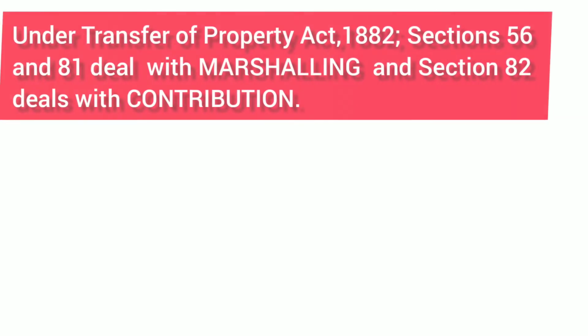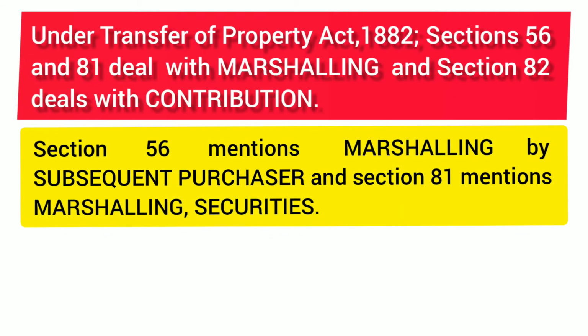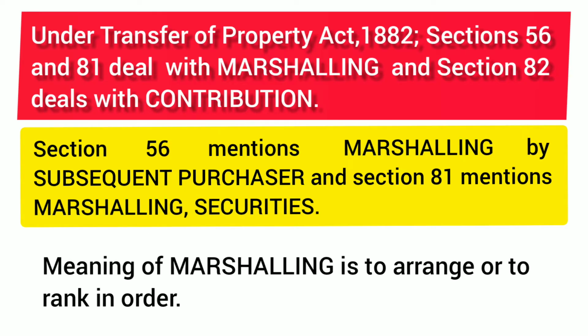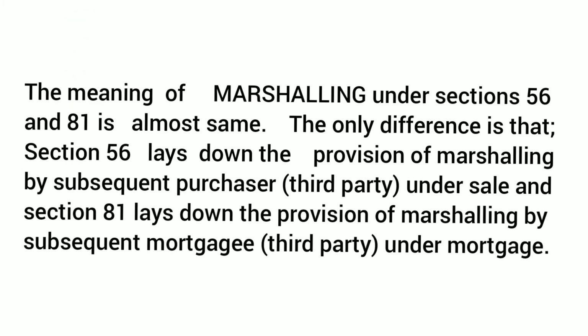Okay, let us see. Under the Transfer of Property Act 1882, sections 56 and 81 deal with marshalling and section 82 deals with contribution. Here section 56 mentions marshalling by subsequent purchaser and section 81 mentions marshalling securities. Here the meaning of marshalling is to arrange or to rank in order. The meaning of marshalling under sections 56 and 81 is almost the same.